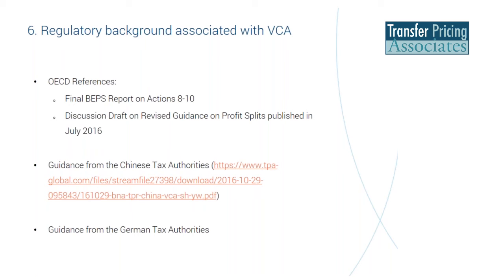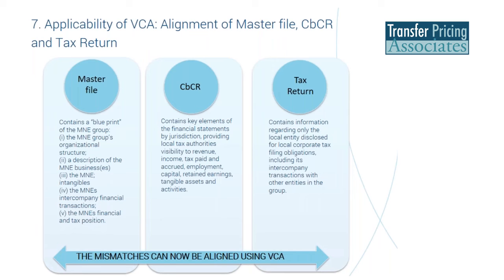Another country that is already active on value chain analysis is Germany. The German Ministry of Finance already issued a notification back in April 2005 that the value-added contribution of the taxpayer is often not visible in a function and risk analysis in the transfer pricing documentation. This is the traditional functional analysis, and therefore the taxpayer must submit a description of the relevant value chain in order to determine the value proportion of the individual group entities in the total value of AMD.